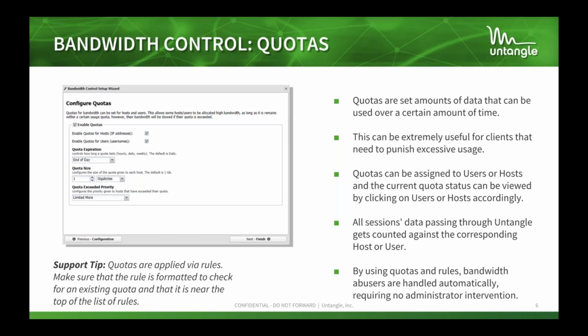Then we can just click through the users or hosts menus in our dashboard and take a quick peek. Is quota yes? All sessions data passing through Untangle gets counted against that corresponding host or user. So every single packet that comes across counts against their quota. By using the quotas and the rules, bandwidth abusers are handled automatically and you don't have to intervene.